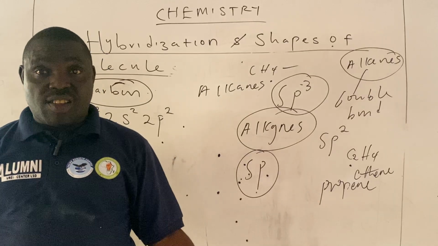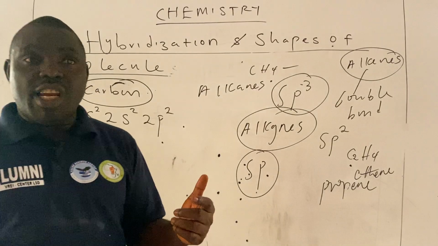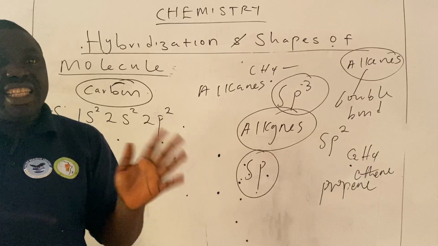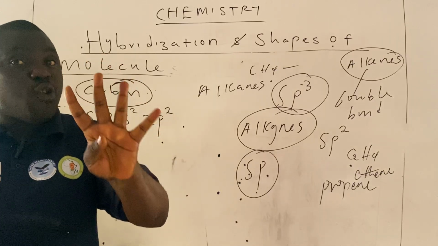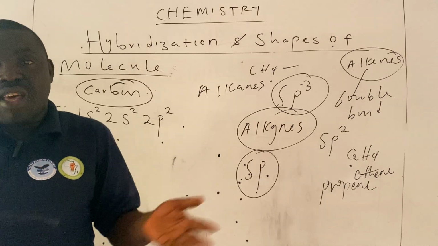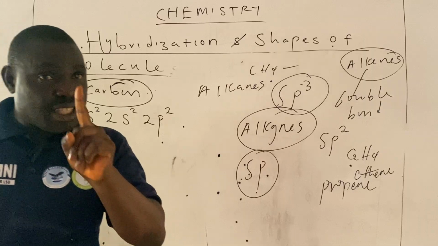At the excited state. Why not the ground state? It is because at the ground state, only 2 electrons are available for bonding. And I need a minimum of what? 4. And only those 4 can be available during excitation.